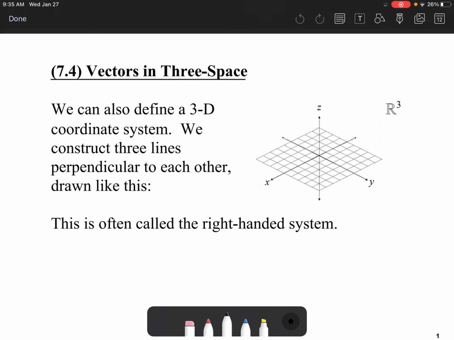Hello and welcome to lesson 7.4 of vectors in three-dimensional space. We're going to talk about creating a three-dimensional coordinate system now using 3-space.